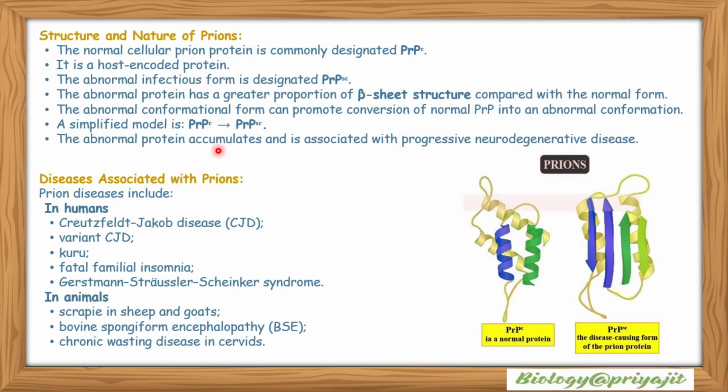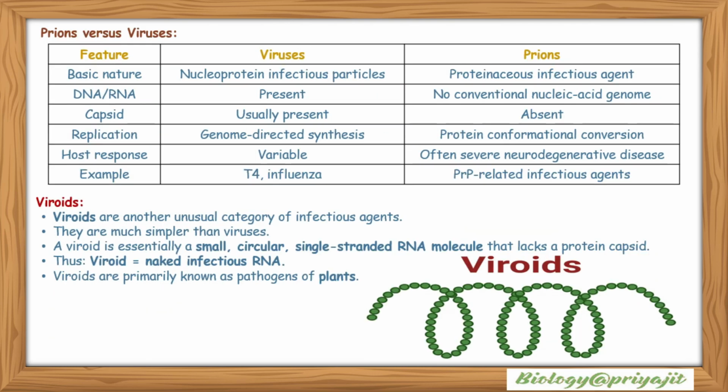Diseases associated with prions in humans are Creutzfeldt-Jakob disease, variant CJD, Kuru, fatal familial insomnia, Gerstmann-Straussler-Scheinker syndrome. In animals, scrapie, bovine spongiform encephalopathy, chronic wasting disease in cervids. These are the differences between viruses and prions.